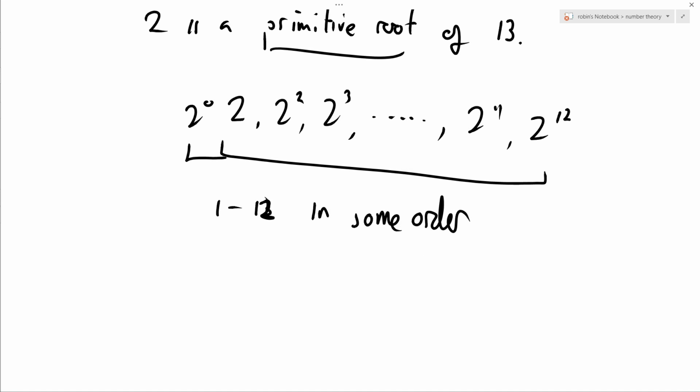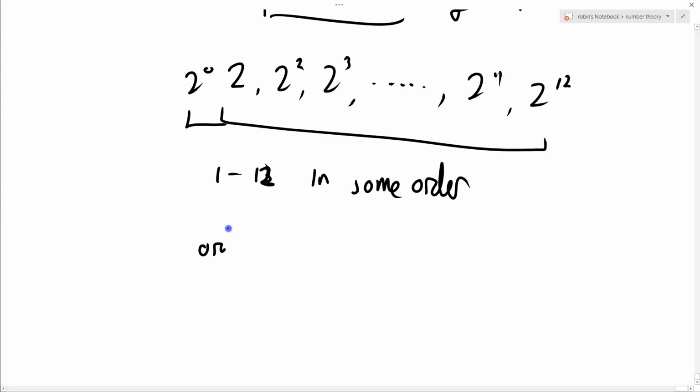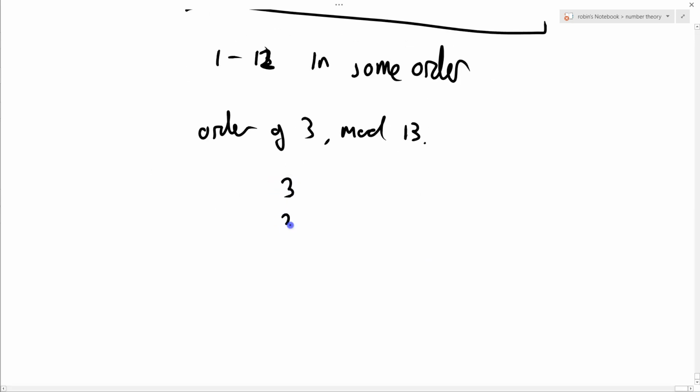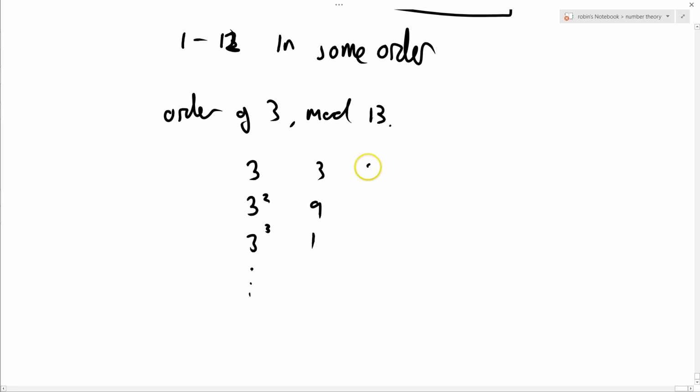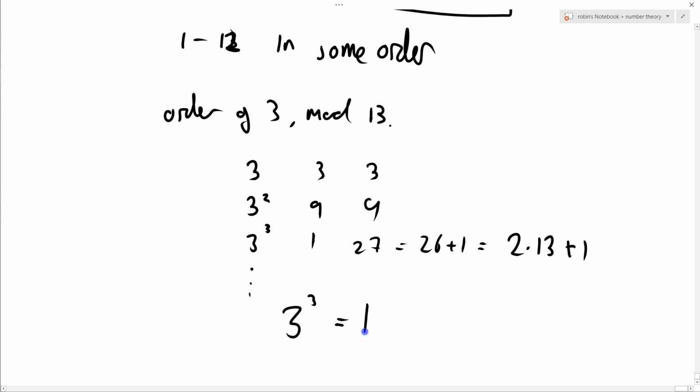Let's work out the order of 3 modulo 13. Let's just try that. So we're going to go 3 squared, 3 cubed, and so forth. We're going to multiply by 3 each time. That's 9. That's 27, which is 1, of course. Just check that: 27 equals 26 plus 1, which equals 2 times 13 plus 1. So 3 cubed equals 1 modulo 13.